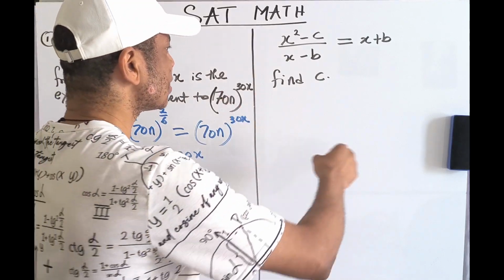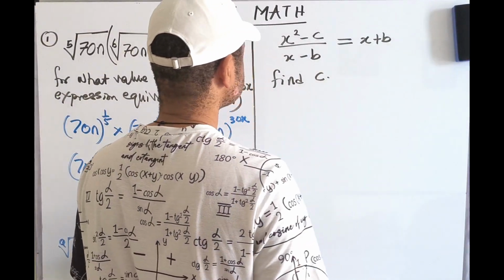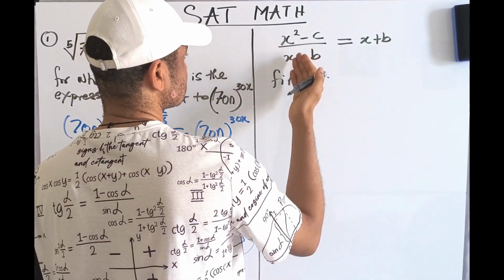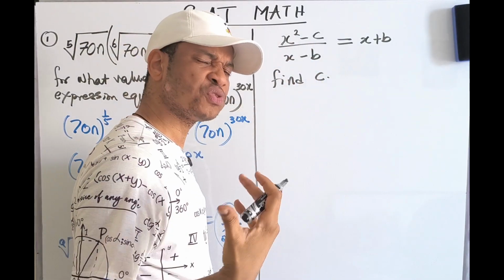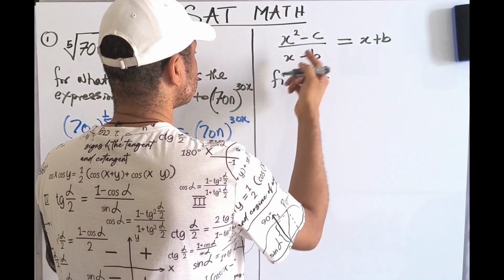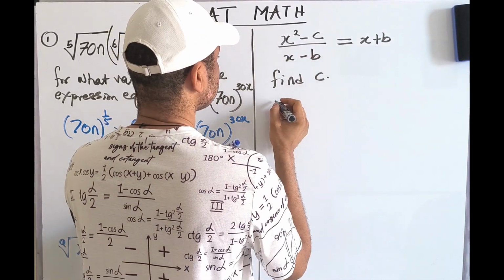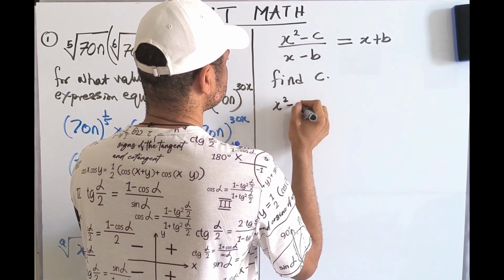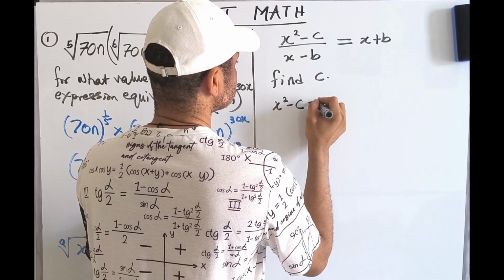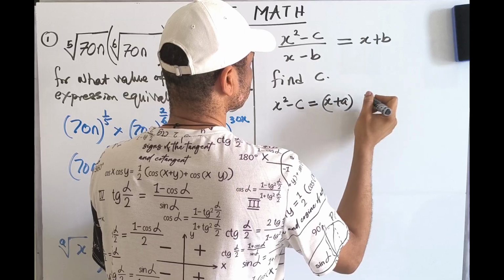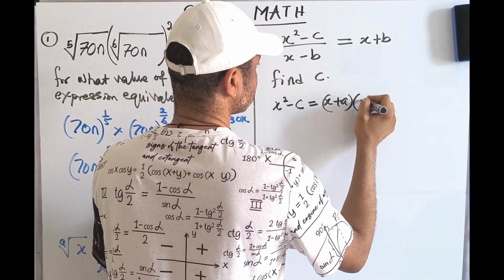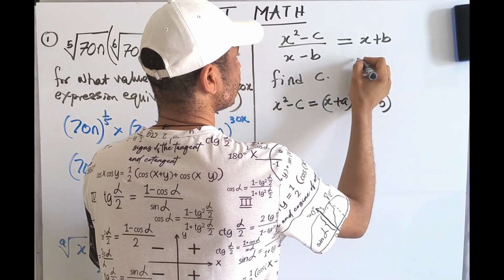Okay, now let's look at the second one. The second one says this over this is equal to this. Find c. Even if you don't know what to do, just expand. So you cross multiply, so x squared minus c is equal to x plus a and x minus b.